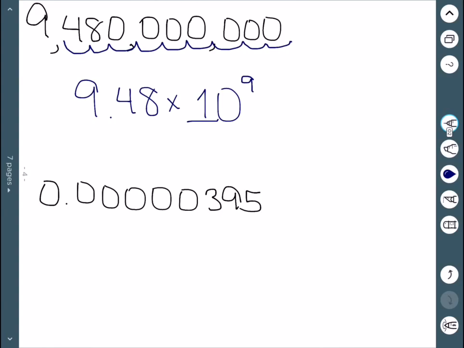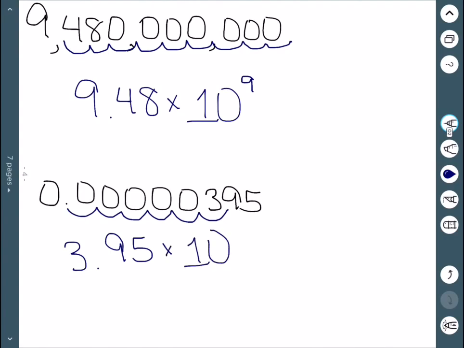On our second example, we see our decimal place. If we want to make this a number between 1 and 10, we start moving it to the right. 1, 2, 3, 4, 5, 6. So now it's 3.95. Since our original number was between 0 and 1, our exponent will be negative.